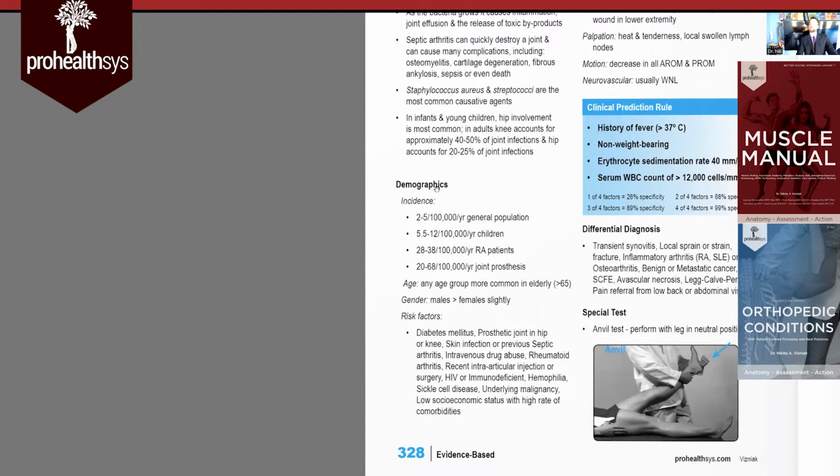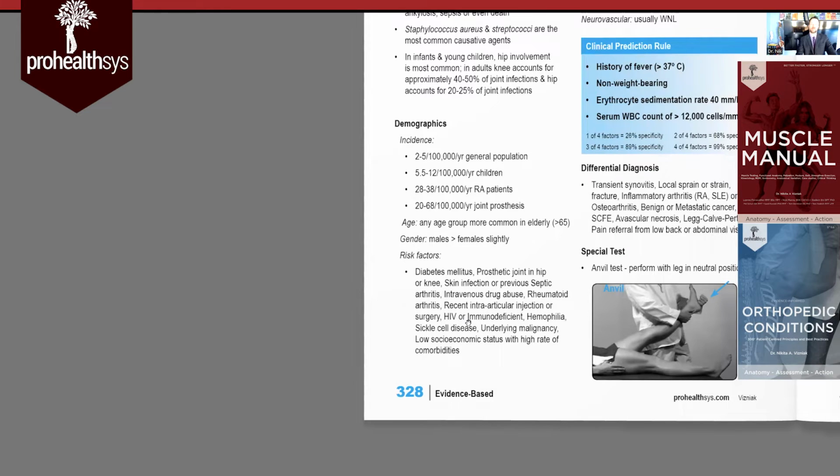General population, 2 to 5 in 100,000, so pretty rare. More common in children, they're falling and getting cut all the time. More common in rheumatoid arthritis patients who may be slightly immunocompromised. More common even in prosthetics as well. The rates go quite a bit higher there, but still relatively rare. Any age group, more common in elderly, but can happen for anybody, okay? Males slightly greater than females, but it might just be due to activity levels and being out there getting cut up and damaging themselves a little bit more.